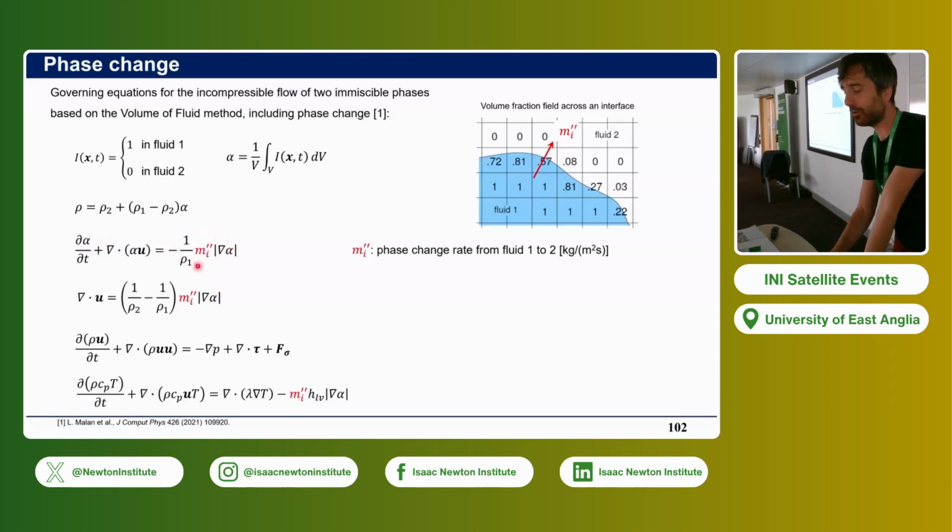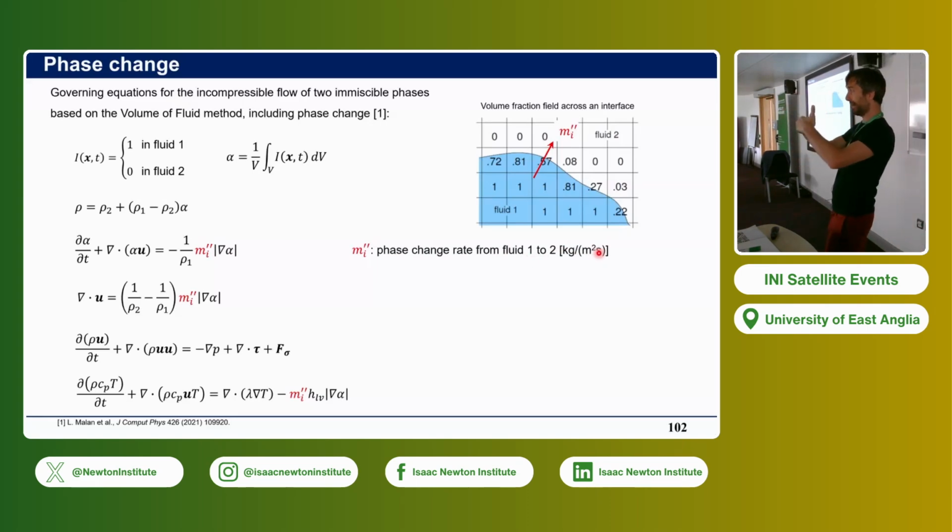On the right side now, this is no longer equal to 0. The right-hand side has a source term due to the phase change rate. This source term will be active only at the interface, and it's the phase change rate from fluid 1 to 2. We will show later how to calculate it. The phase change rate is kilogram per unit area surface, so how much mass of liquid becomes vapor per unit surface of the interface per unit time.